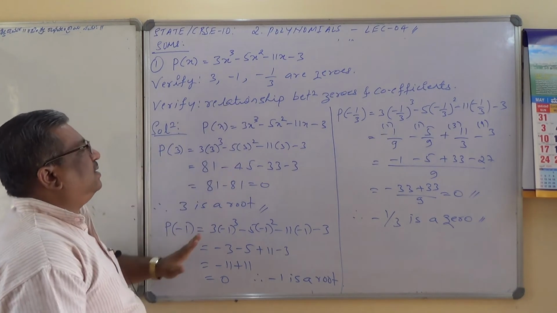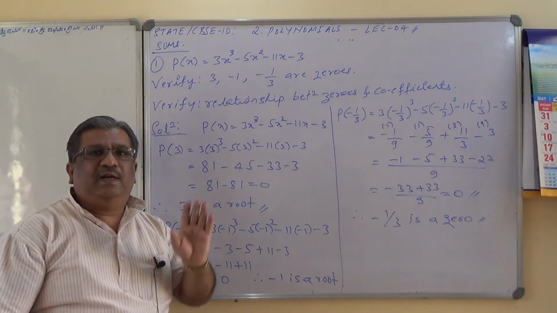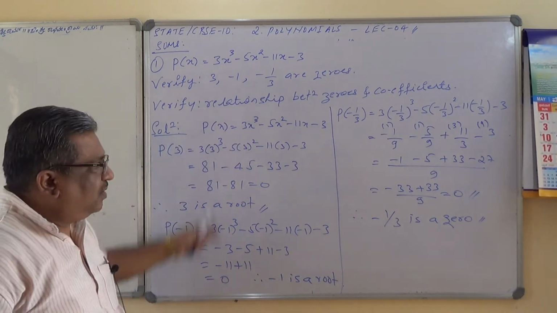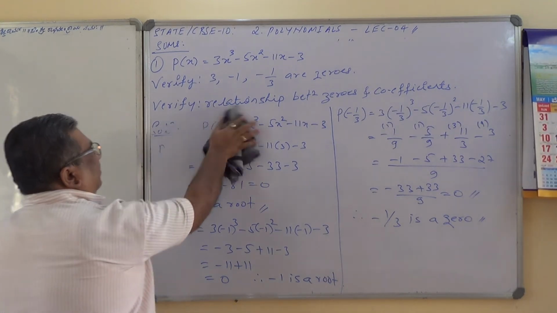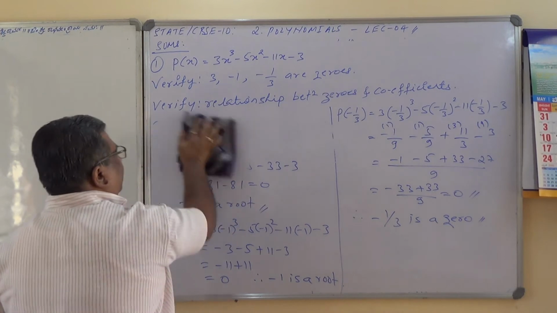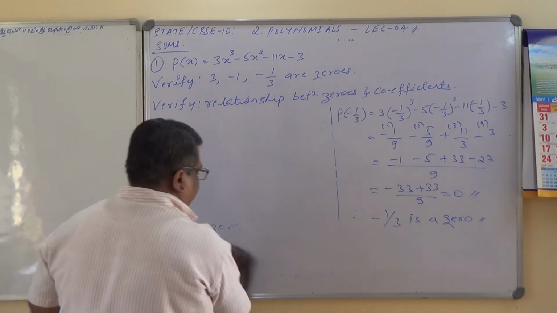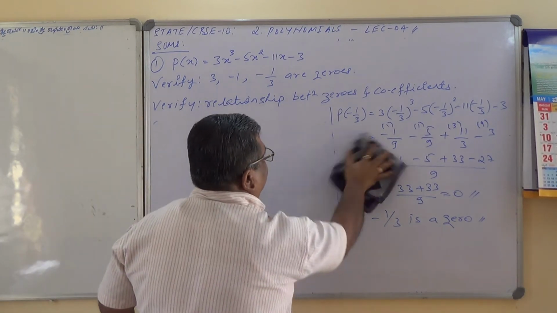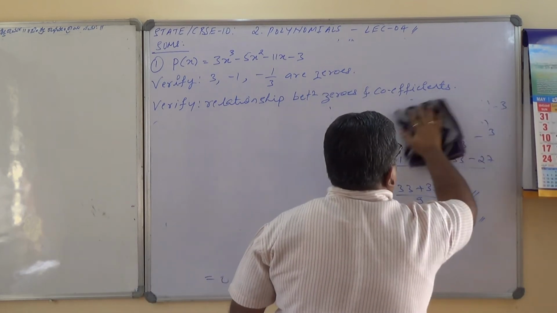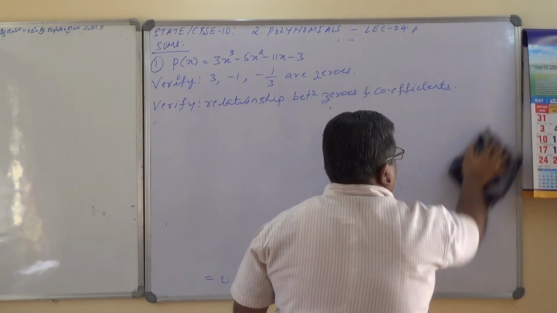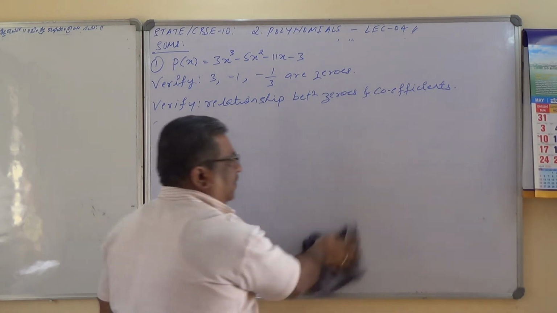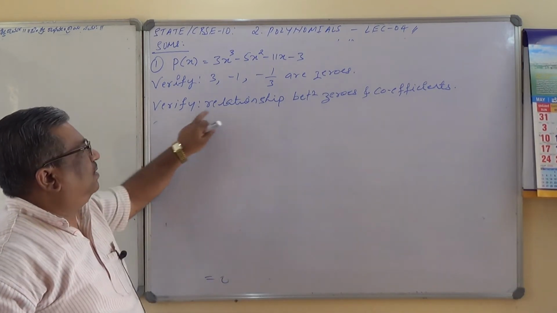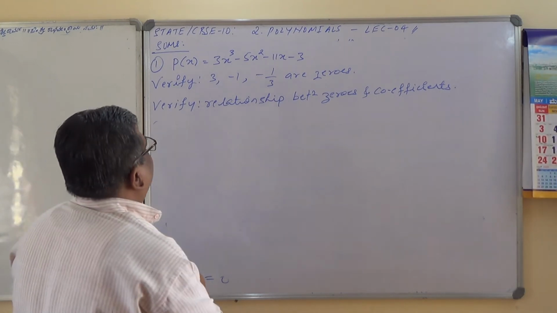Now I am going to erase and establish the relationship between zeros and coefficients. Note it down. Pause the video and note it down. Let us verify the relationship now between zeros and coefficients. These are big sums, and sometimes I have to clear the board, so you have to pause the video to note down the details. Let us verify the relationship between zeros and coefficients.